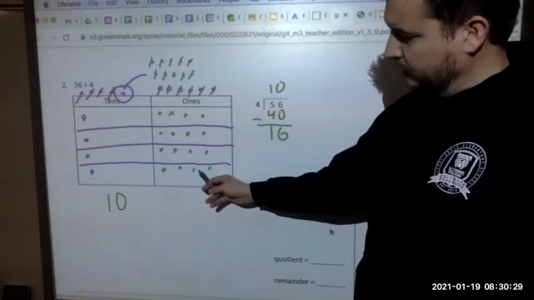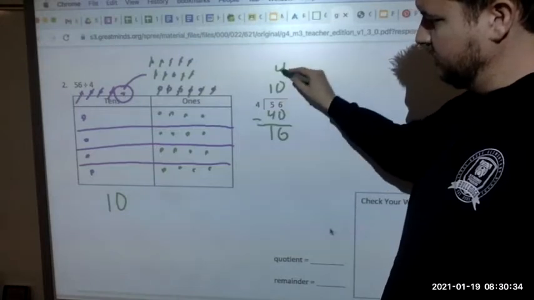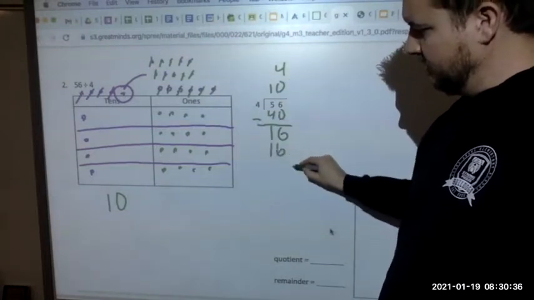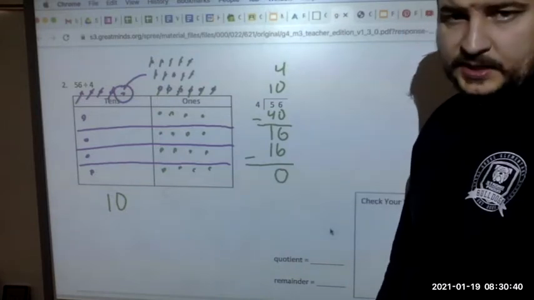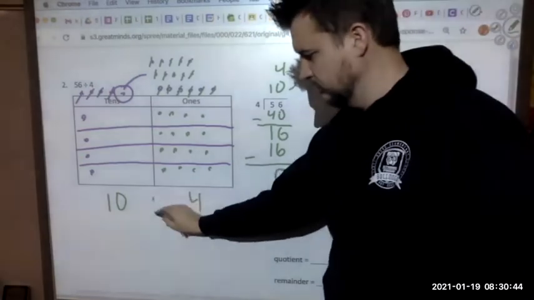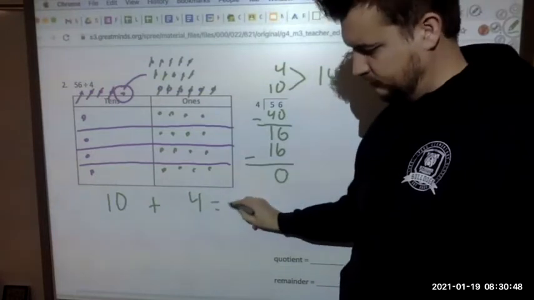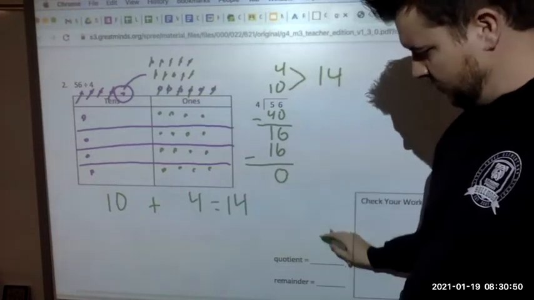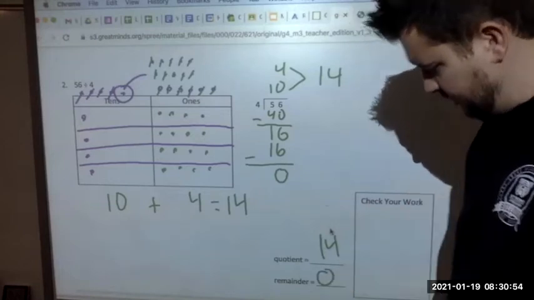I have 4 in one group. I put my 4 on top. 4 times 4 is 16. I subtract. I get 0 as my remainder. Whatever's on top, 10 and 4 make 14. That is my quotient. Quotient is 14. Remainder is 0.